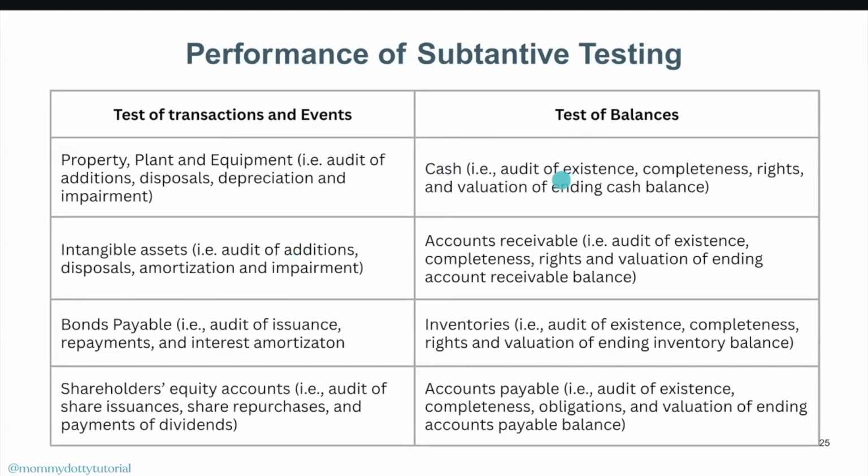For the test of balances, for example, cash, we audit the existence, now if there's really cash, completeness, rights, and valuation of the ending cash balance. For accounts receivable, we audit the existence, completeness, rights, and valuation of the ending accounts receivable balance. Inventories, of course, the existence, completeness, rights, and valuation of the ending inventory balance. And for accounts payable, existence, completeness, obligations, and valuation of ending accounts payable balances.